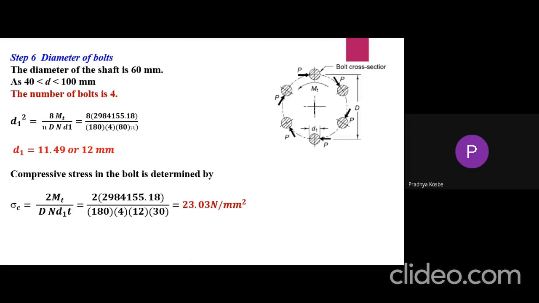mt is equal to P into d by 2 into n, where mt is the torque, P is the force acting on each bolt, d is the pitch circle diameter of the bolt. So if I am taking only a single bolt, torque will be equal to P, the force acting on each bolt, into radius, that is d by 2, and there are n number of bolts, so mt is equal to P into d by 2 into n.